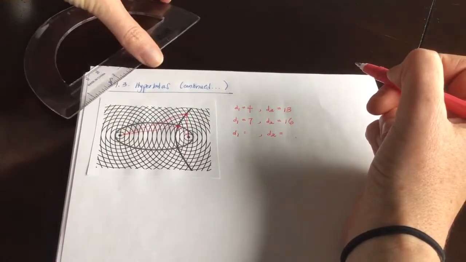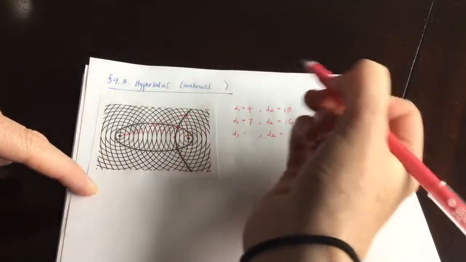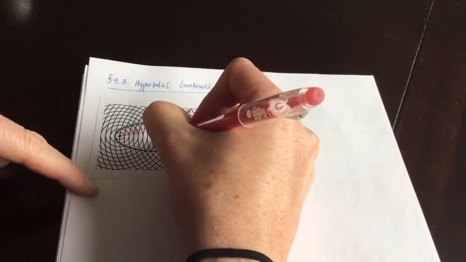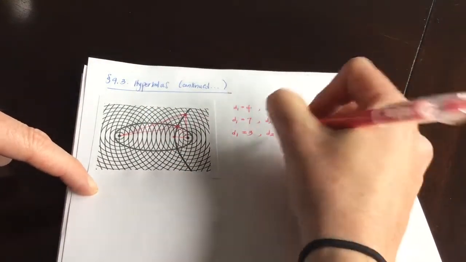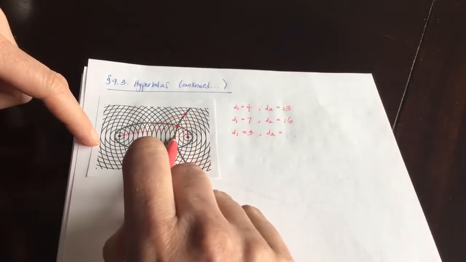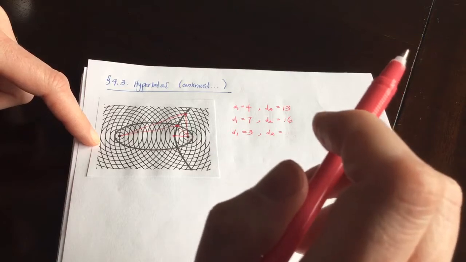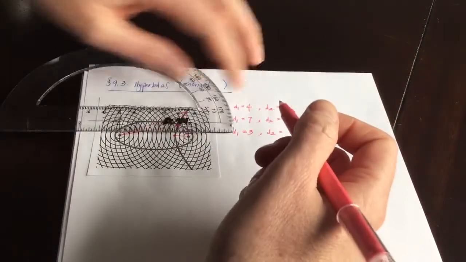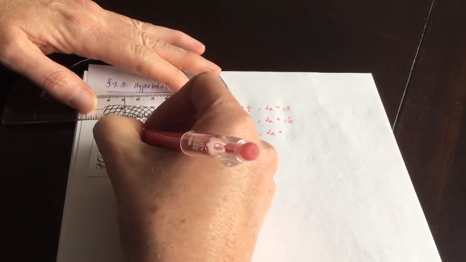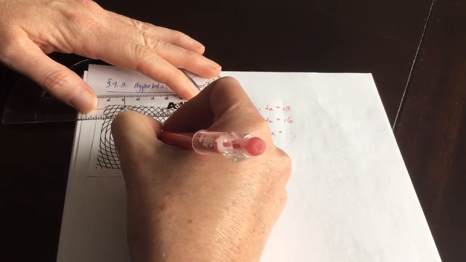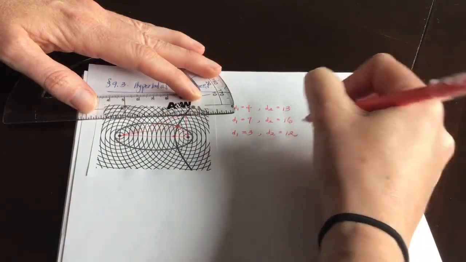Okay, let's do another one. Let's do this one right here. So distance 1 would be 1, 2, 3. Okay, guess. What do you think the other distance is going to be? The distance from this point to the other focus. Got it? Let's check. 1, 2, 3, 4, 5, 6, 7, 8, 9, 10, 11, 12. Was it 12? Was that your guess?